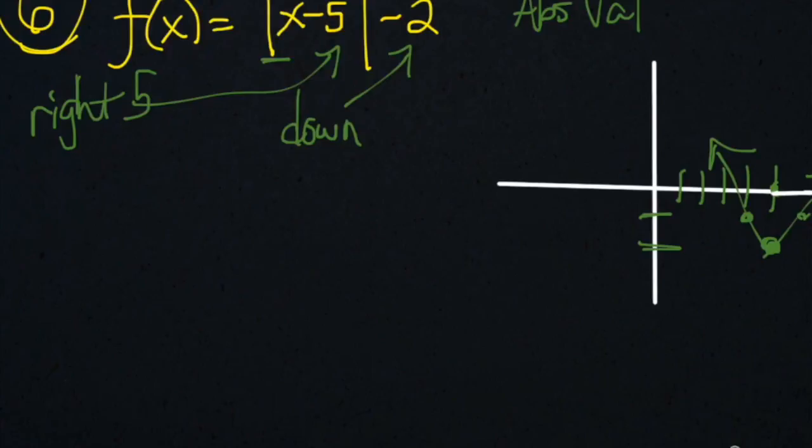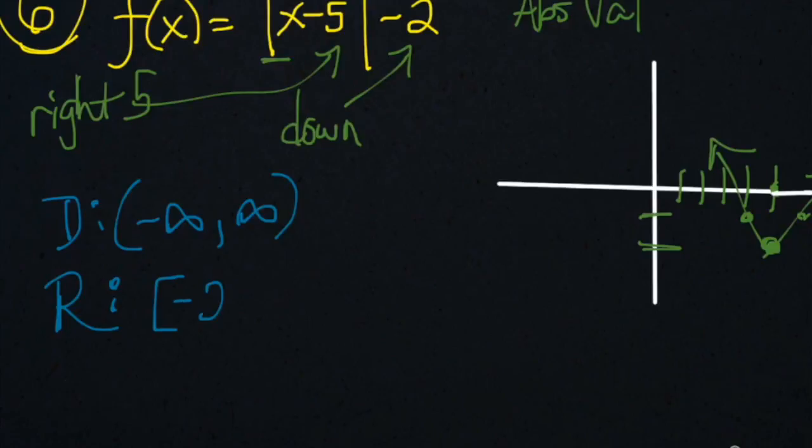Now let's look at our domain. Domain for the absolute value doesn't change. It's always going to be from negative infinity to positive infinity. My range, where did my range start? The bottom is now at negative 2, and it's going to go up to positive infinity.